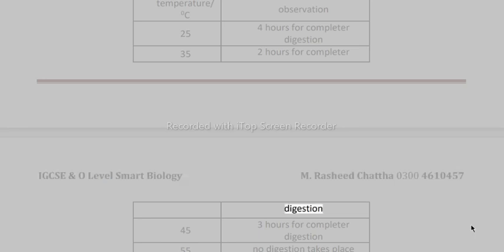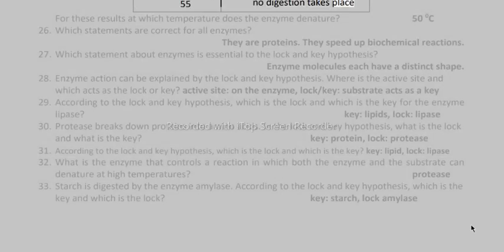Digestion. 45 °C, 3 hours for complete digestion; 55 °C, no digestion takes place. For these results, at which temperature does the enzyme denature? 50 °C. 26. Which statements are correct for all enzymes?